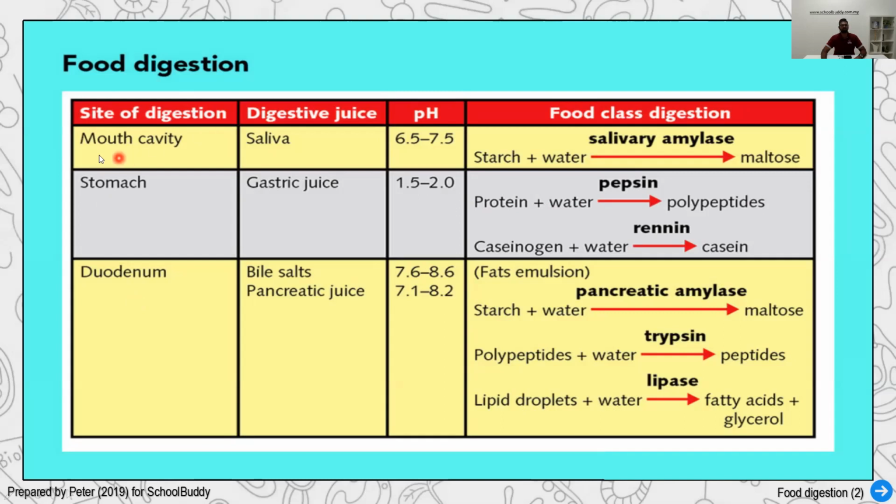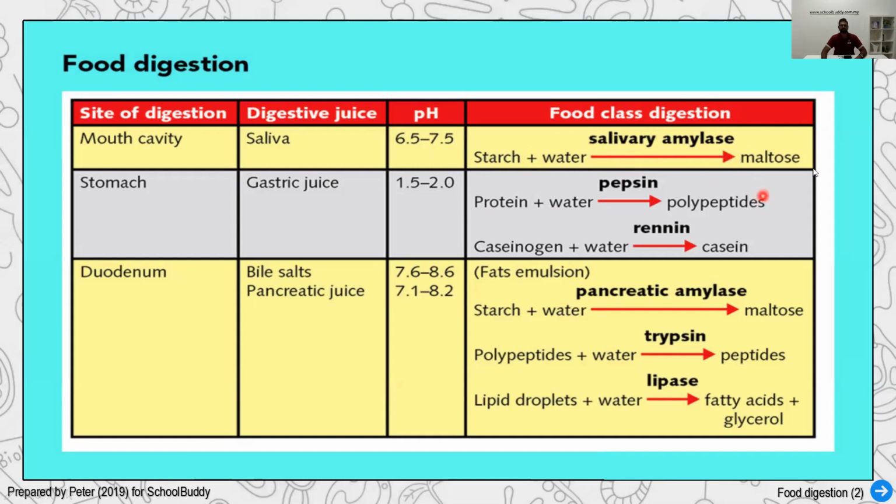So let's start with the mouth cavity. In the mouth cavity, we have enzymes present in the digestive juice, which is our saliva. Saliva is produced by the salivary gland, which is located around your cheek area. In the mouth cavity, the pH is around 6 to 7, nearly neutral to slightly acidic. Because of this condition, the salivary amylase is able to act upon starch material, like carbohydrate foods such as bread and the potatoes that we take in, which combine with salivary amylase in the saliva and are broken down into a product called maltose.